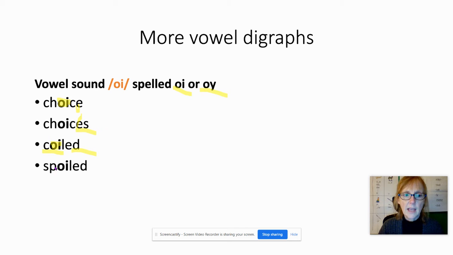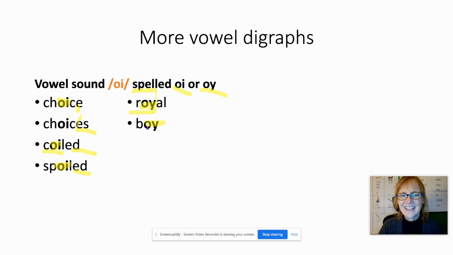And same with spoiled. We have the oi in the middle of the word here. We added ed to make it past tense. The food spoiled when the refrigerator broke. Royal, here we have oi spelled with the oy. Again, this is the end of the first syllable, so we have the oy spelling of oi.